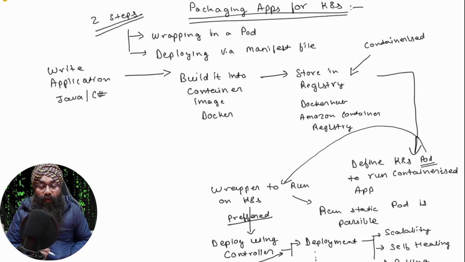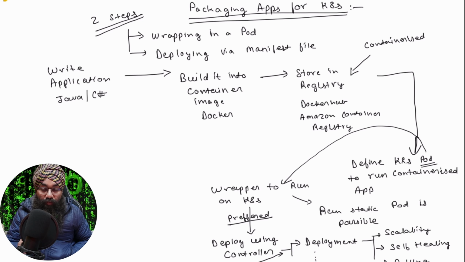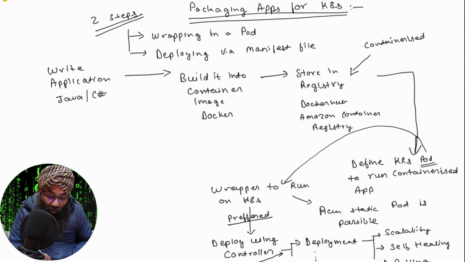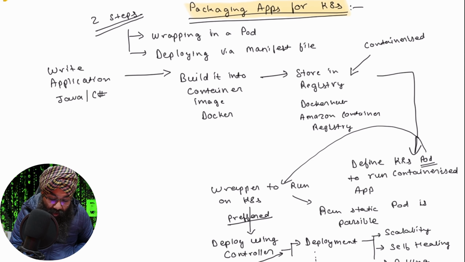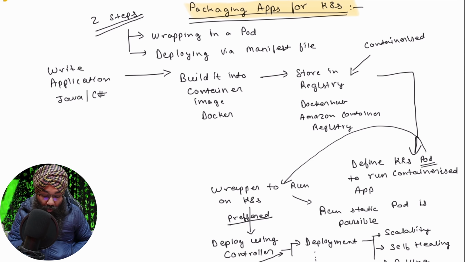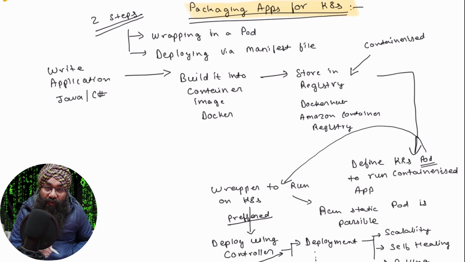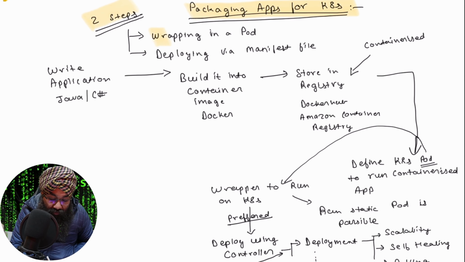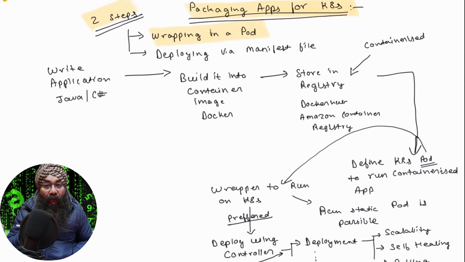Welcome friends. In today's video we'll learn the steps required and involved in packaging an app for Kubernetes. So there are basically two steps. First is wrapping the application in a pod. Well, it is also a two-step process: first wrapping your application in a container and then wrapping it into a pod. But basically, you need to wrap it up in a pod.